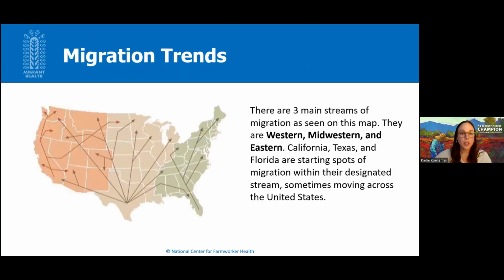Looking a little bit deeper into migration trends and traditional patterns of mobility, there are 3 main streams of migration as seen on this map. They are the Western, Midwestern, and Eastern. California, Texas, and Florida are starting spots of migration with their designated streams and sometimes move in different directions across the United States. There are three traditional patterns of mobility.